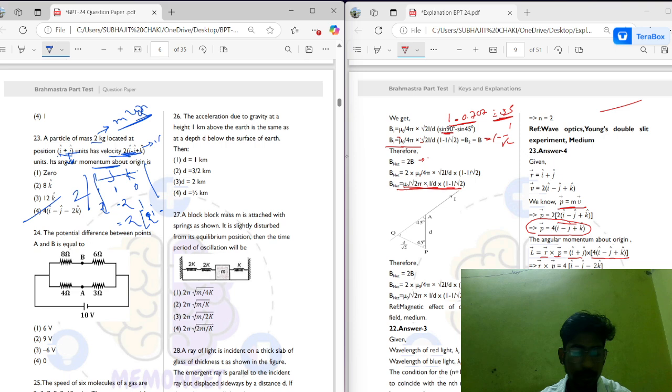The speeds of 6 molecules of a gas are 2, 3, 7, 8, 9, 10 units. The average speed is 2 plus 3 plus 7 plus 8 plus 9 plus 10 divided by 6. That is 5, 12, 20, 29, 39 by 6, which means 6.5. The answer will be 6.5.